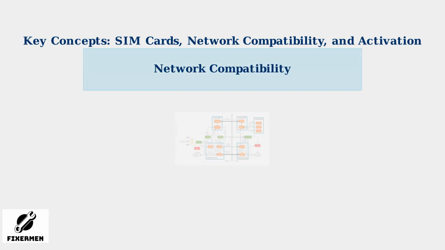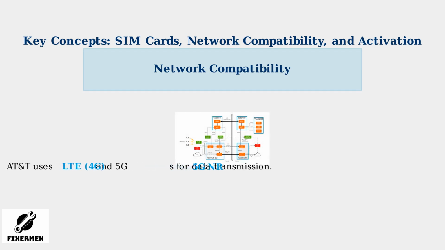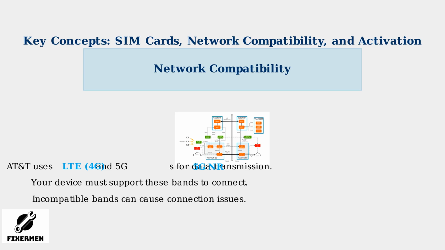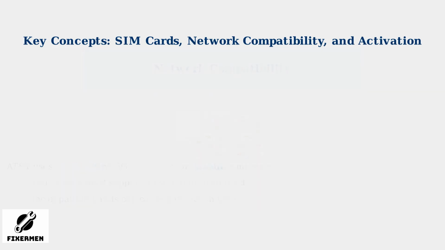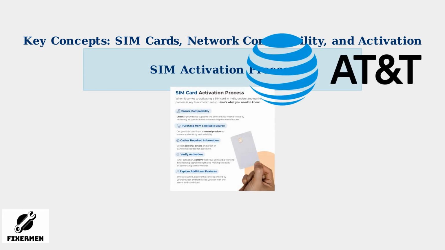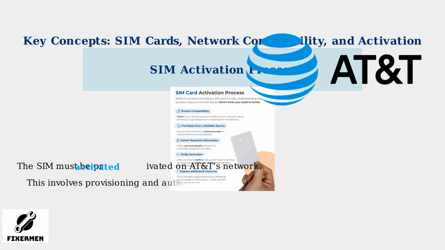Next, network compatibility is crucial. AT&T uses LTE, which is 4G, and 5G NR bands for data transmission. Your device must support these specific bands to connect properly. If your device is incompatible, it can cause the SIM not supported error. Finally, the SIM activation process is vital. The SIM must be properly activated on AT&T's network through provisioning and authentication steps. If a SIM is unactivated or improperly set up, it will trigger the not supported error.